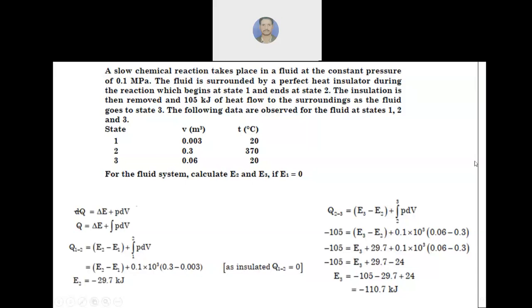Okay, so this is one of the sample problems based on the first law of thermodynamics. I hope it's clear to everyone.